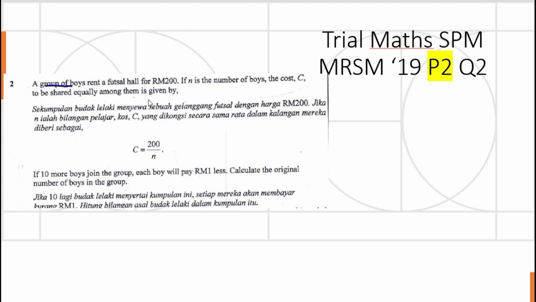A group of boys rent a futsal hall for 200. So n is the number of boys which should be shared equally. So if 10 more boys join the group, each boy will have to pay 1 ringgit less. Calculate the original number of boys in the group.